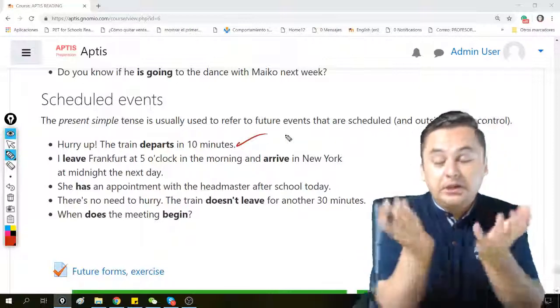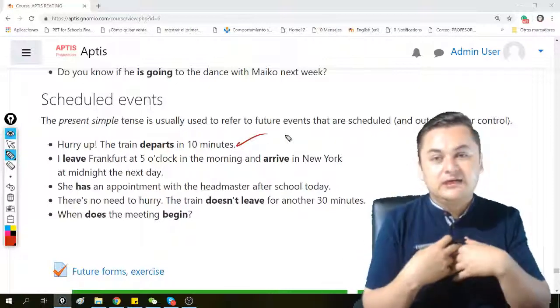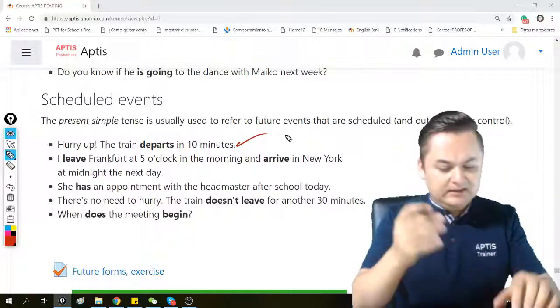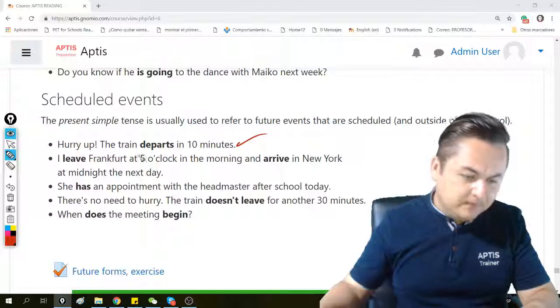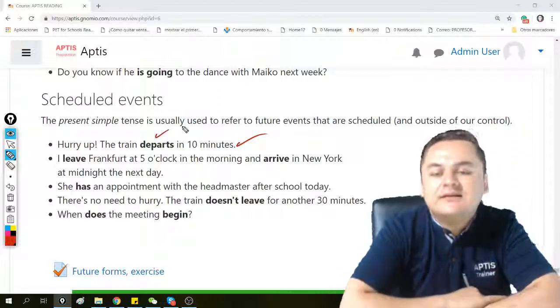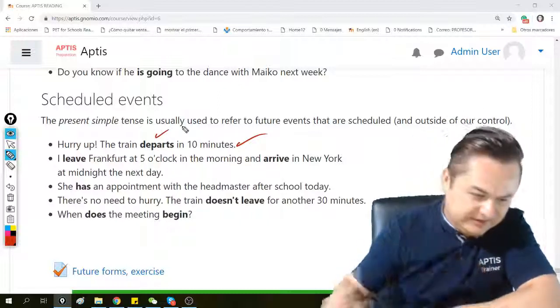Nobody planned, you didn't plan for that. I didn't plan for that. Somebody else made it and posted. So I just need to adapt to this plan. The train departs in 10 minutes. The sentence is in simple present.